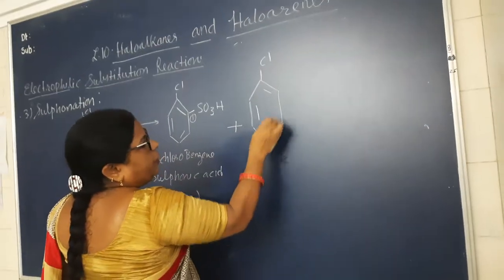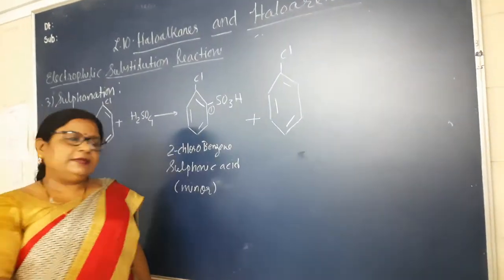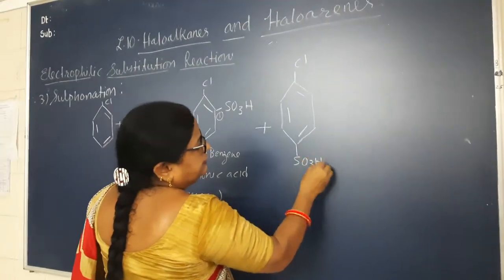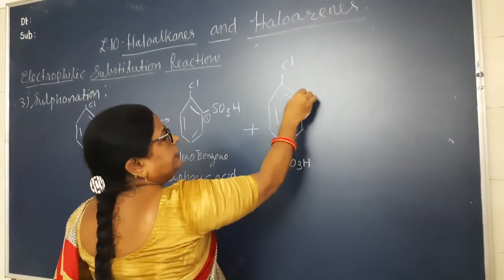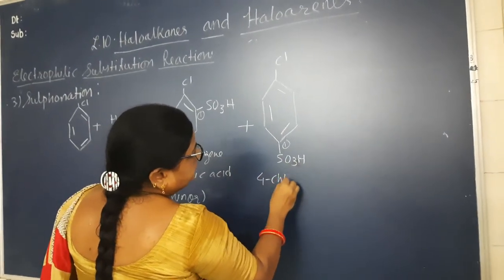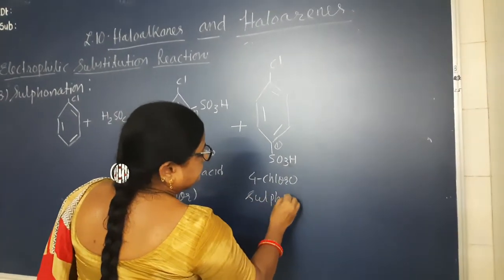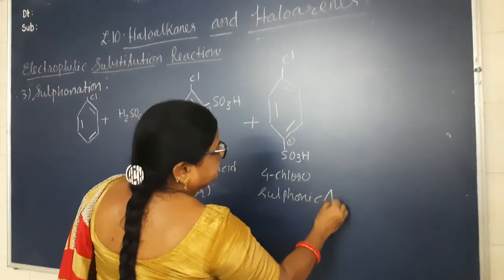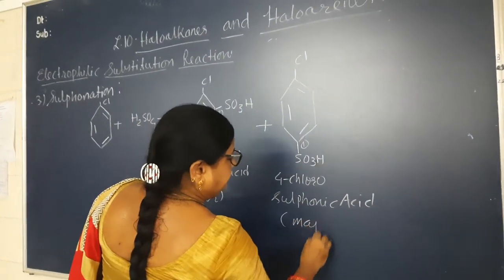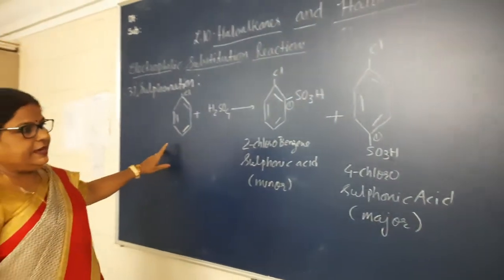now which position will come? Ortho and para, because this has only an ortho and para directive effect. So let SO3H be at position 1, then 2, 3, 4. So what I will write here: 4-chlorobenzene sulfonic acid. Okay, this will be the major product. Correct? This is the sulfonation reaction.